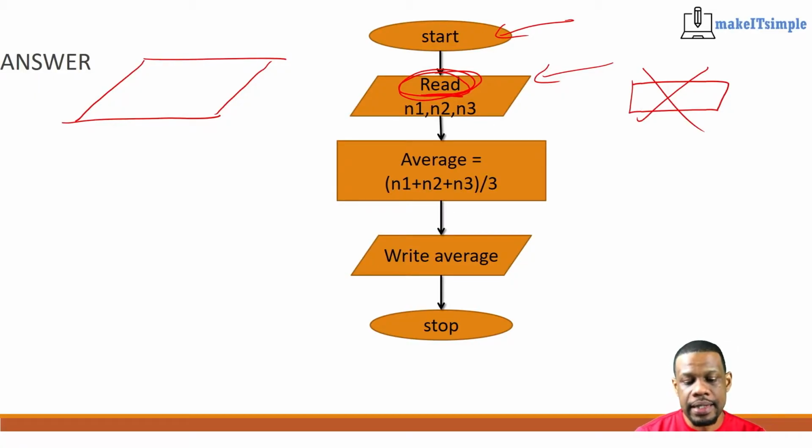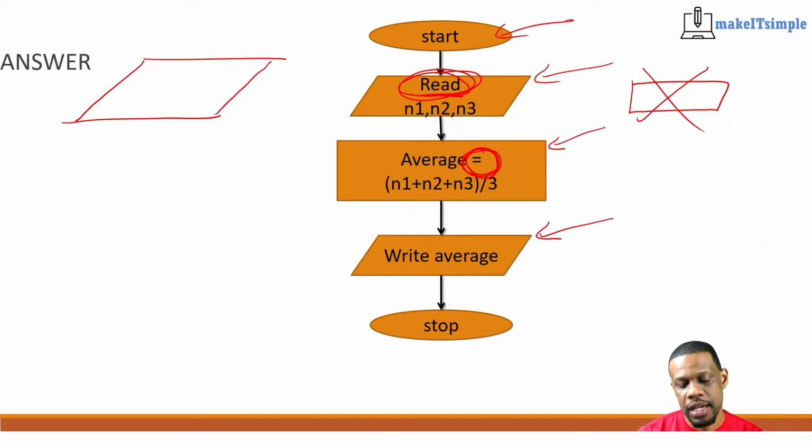Good. Now, look at the next thing that happens. Average is equal to N1 plus N2 plus N3 divided by 3. Because you are calculating something, you have to use a rectangle. But watch closely. The trick to basic flowcharts when it comes to rectangles is to look for the equal sign. If you see an equal sign, 99% of the time that equal sign means there's a process taking place, and you're going to put that in a rectangle. So the moment you see an equal sign, rectangle, one time. Don't even ask a question. You ain't gonna see anything else other than that.